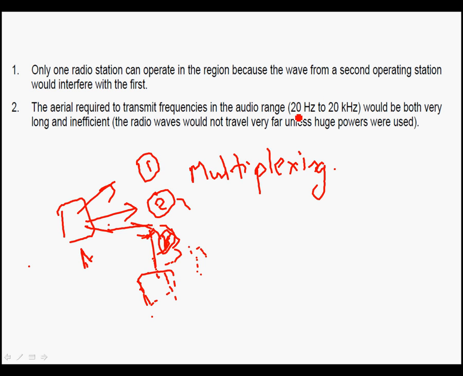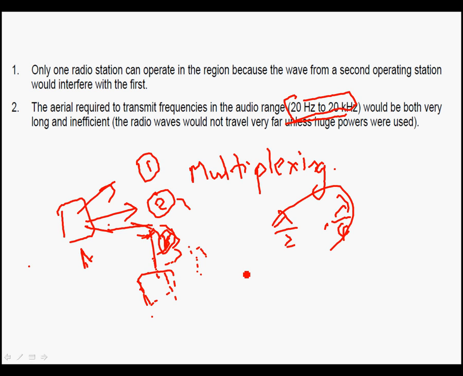The second problem would be the size of the antenna. Normally sound produced by us is in the range 20 Hz to 20 kilohertz. So whatever you speak should be in this range, and whatever you can hear is also in this range. Now, the length of the antenna that is used to receive the signals is normally approximately lambda over 2 or lambda over 4, say between lambda over 2 and lambda over 4.